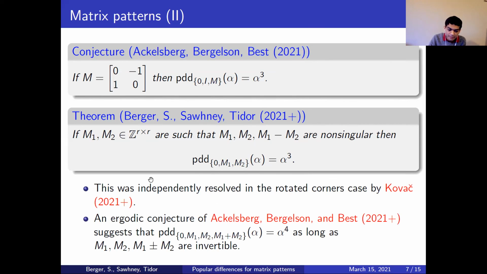Now, I'm not going to state the actual conjecture of Ackelsberg, Bergelson, and Best, but with regards to 4-point patterns, they made a conjecture which you can see as an ergodic theory analog of the following conjecture: if M1 and M2 are invertible matrices and their sum and difference are invertible, then the popular difference density of alpha is equal to alpha to the fourth. This is basically the analog of what they conjectured, although, again, there's not quite an exact equivalence anymore.